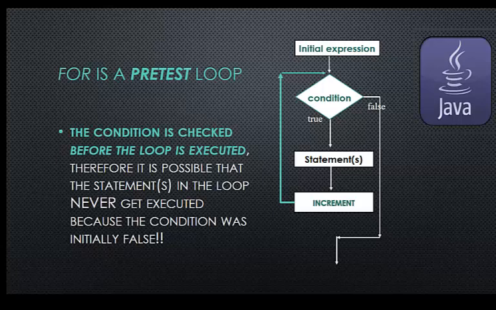If the condition is true, we do the statements, then the increment piece is done. We come back up and check the condition. If it's still true, we repeat the statements and do the increment section again. Come back up, check the condition. We continue to do this until the condition is false, at which point we skip over the rest of the loop body.